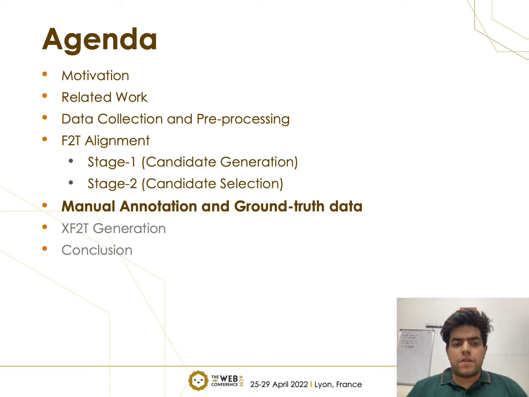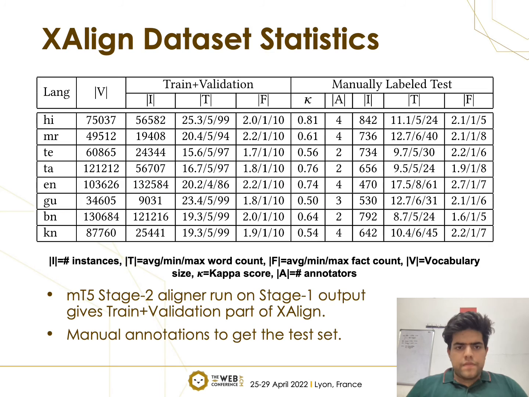Next, we talk about the manual annotation and our ground truth data. This table provides the statistics for our XAlign dataset. The MT5 stage 2 transfer learning aligner was run on the output from stage 1 and it gives the train and validation part of our XAlign dataset. For the test set, manual annotations were performed on approximately 5400 samples from different languages.